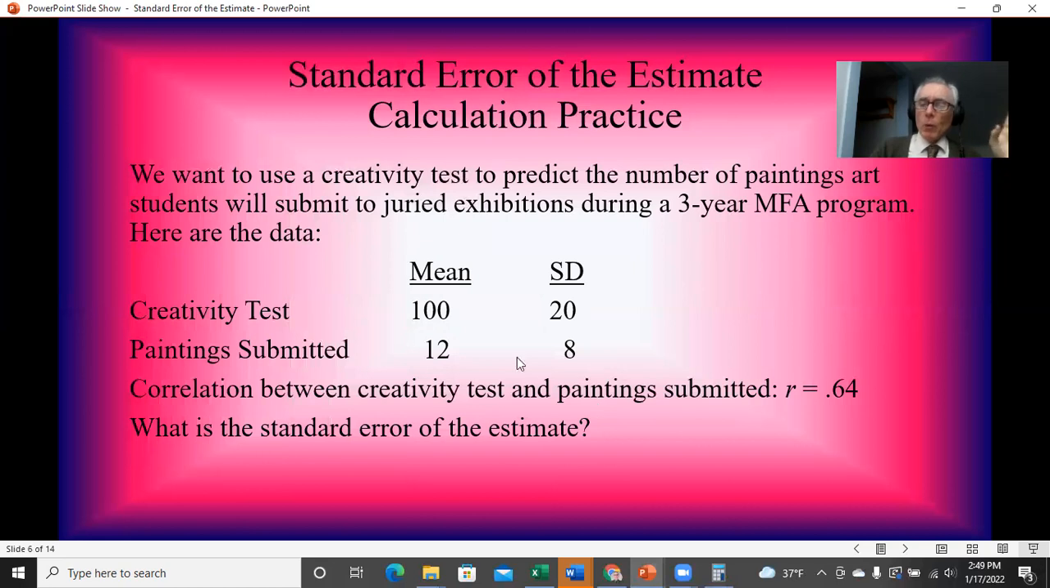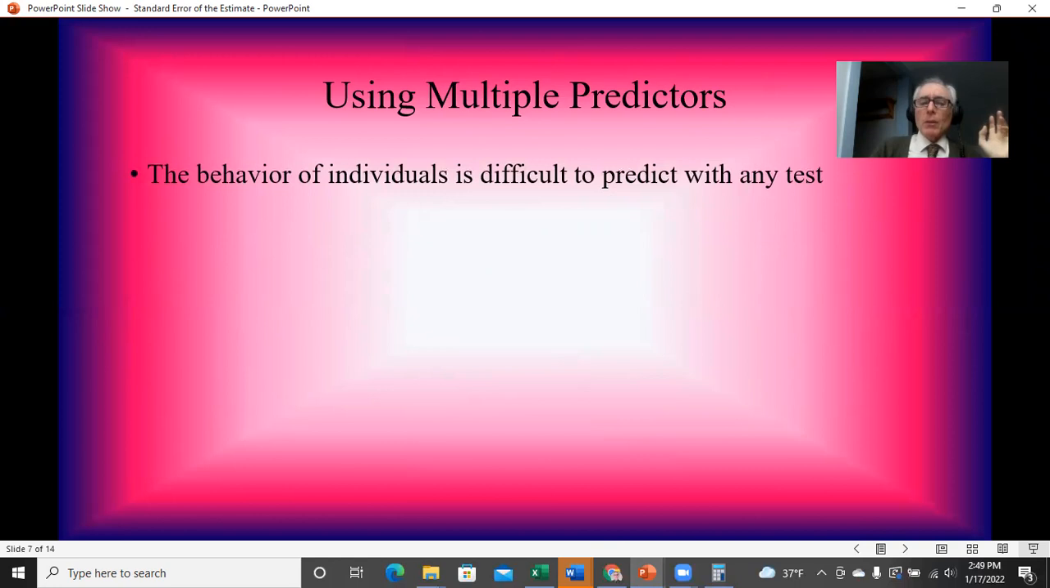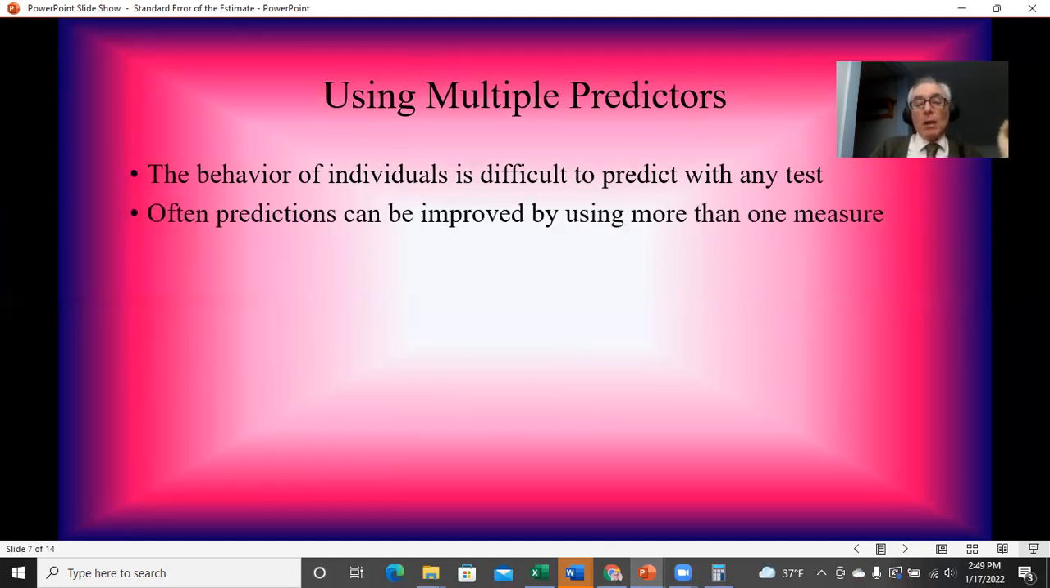So there, again, notice there's quite a bit of play here. We'll come back to that. Because the fact is that the behavior of individuals is hard to predict. We're trying to predict very complex things like, how many times you're going to get busted in the next 2 years? How many competent paintings are you going to produce and be willing and able to send out to juried art shows in the next 3 years? I don't care what test you have, these things are going to be hard to predict. Now, in research context, what we often do is to put together multiple predictors.